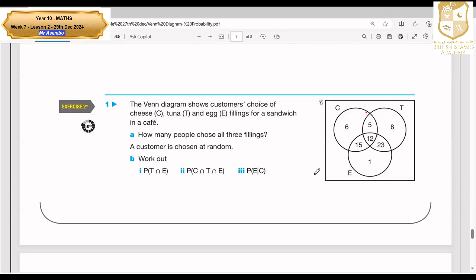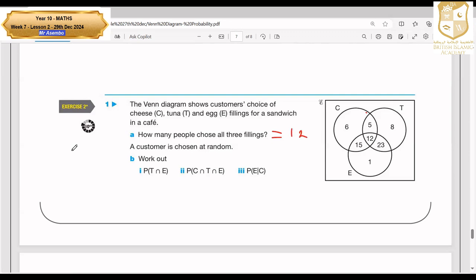Now let's check the first one. It says how many people chose all three fillings. All three fillings means we pick this intersection among the three, all of them. Those are equal to 12 of them.